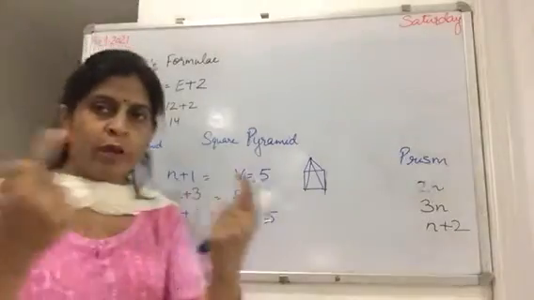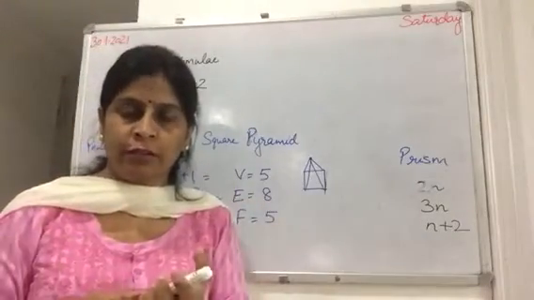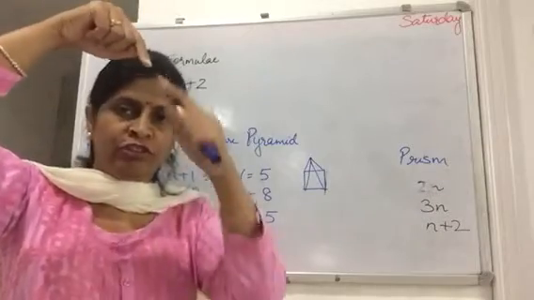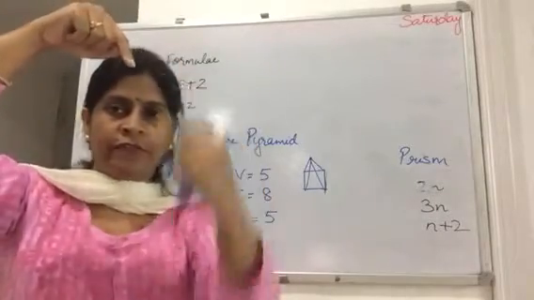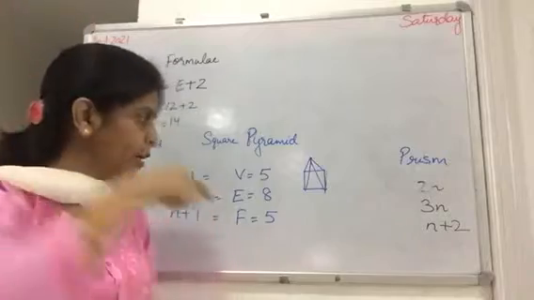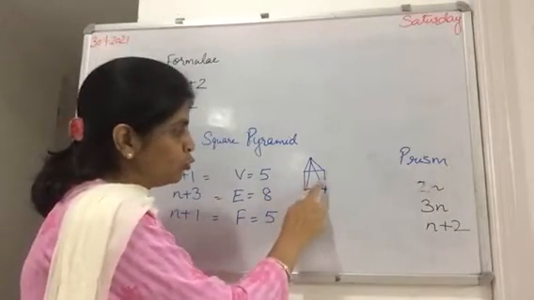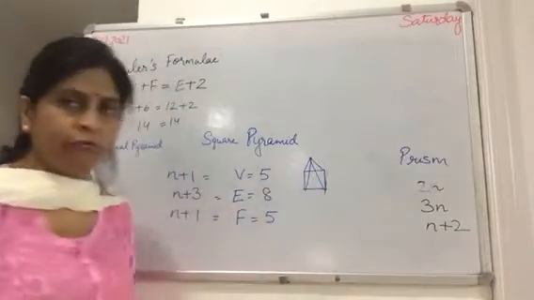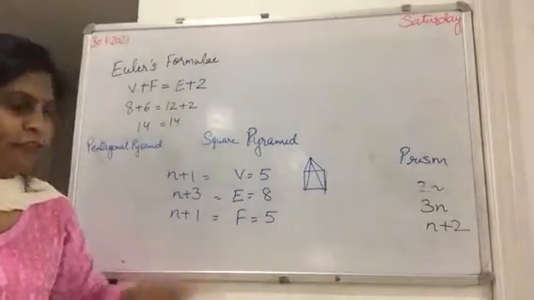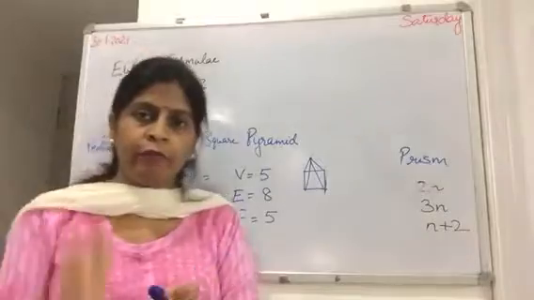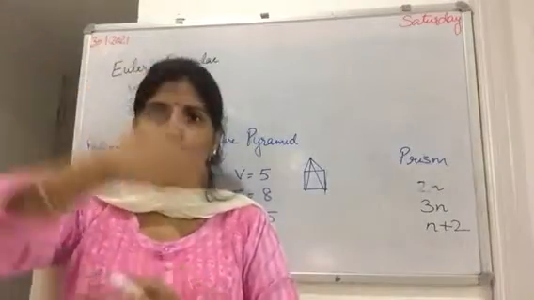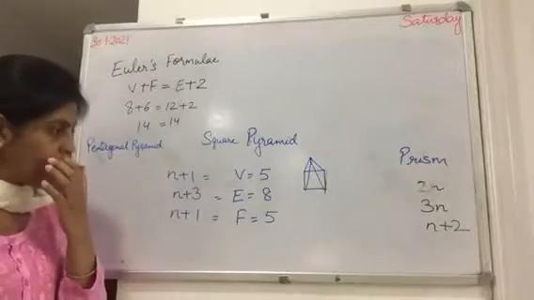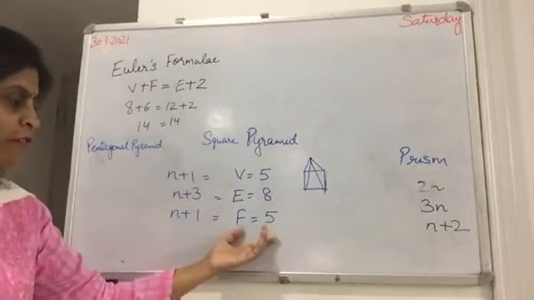Edges: square because the bottom is square. Yes. So 4 sides on the bottom and 4 more connected to the top: 4, 5, 6, 7 and 8. So you can see 1, 2, 3, 4, 5, 6, 7, 8. So 8 edges. Now faces: 1 bottom and 4 sides, 1, 2, 3 and 4. So 4 and 1 bottom is 5 faces.